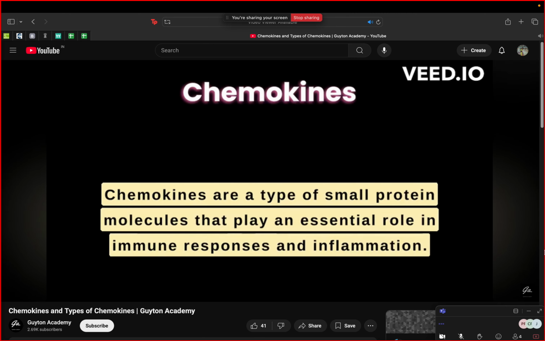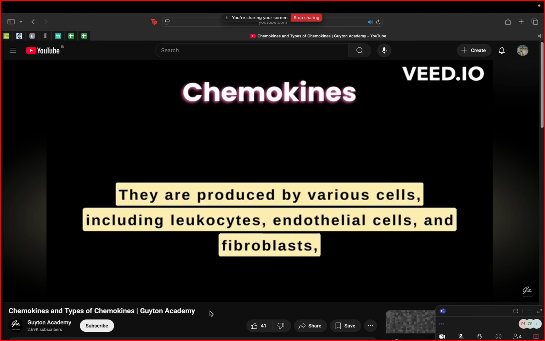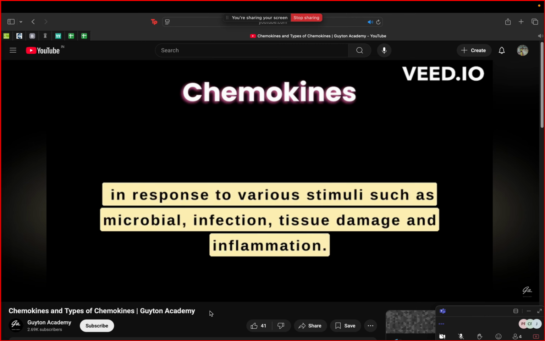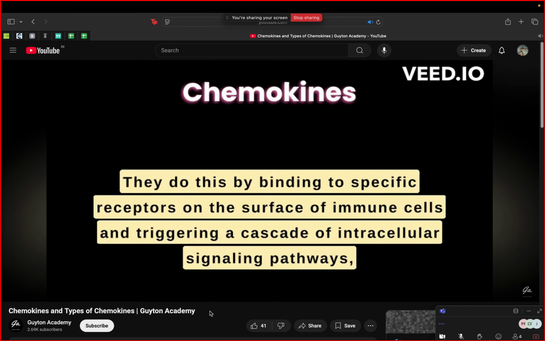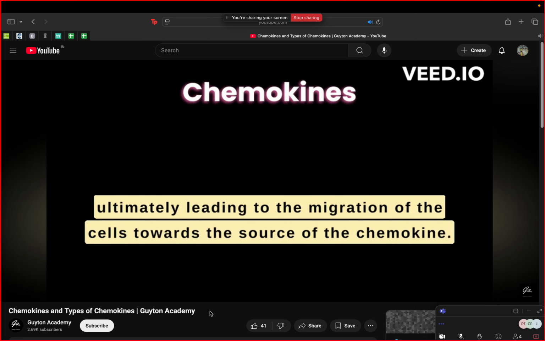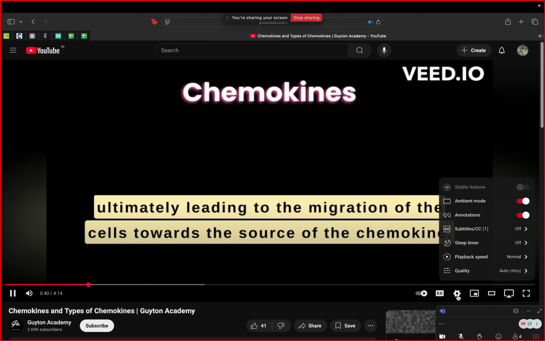Chemokines are protein molecules that play an essential role in immune responses and inflammation. They are produced by various cells, including leukocytes, endothelial cells, and fibroblasts, in response to various stimuli such as microbial infection, tissue damage, and inflammation. Chemokines act as chemoattractants, which means they can attract and guide immune cells to the site of infection or injury. They do this by binding to specific receptors on the surface of immune cells and triggering a cascade of intracellular signaling pathways, ultimately leading to the migration of the cells towards the source of the chemokine.